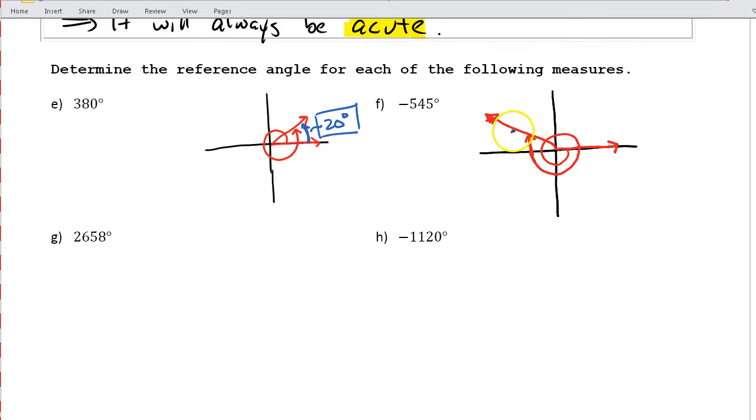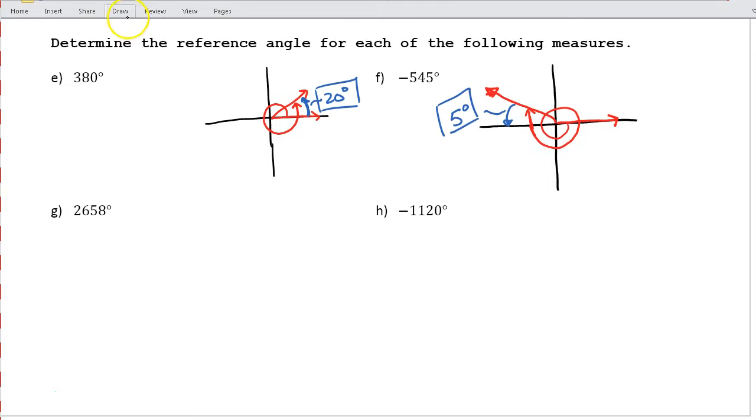So that means that this angle here, notice that I drew this in a positive orientation. Positive is counterclockwise. So it's going to be the opposite of my red angle here. And then I figured out that I had to go 5 degrees past that. So that's going to be 5 degrees. Again, notice it's formed with the x-axis, it's positive, and it's acute. Alright, let's move on to the next one.